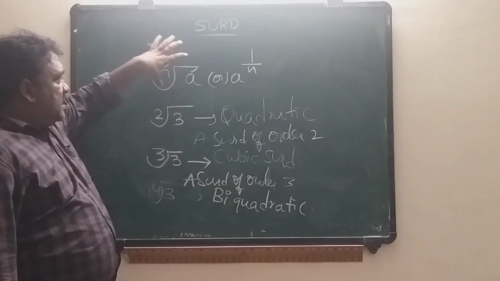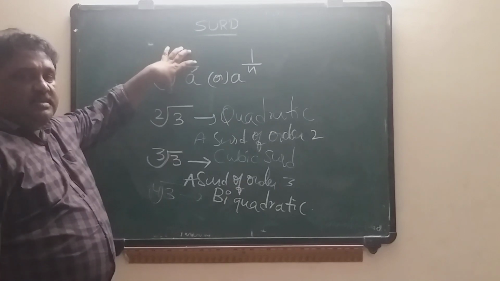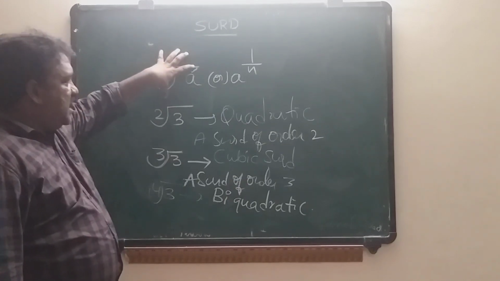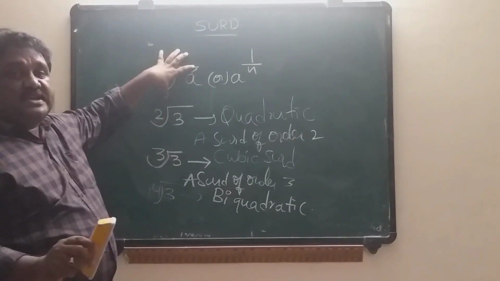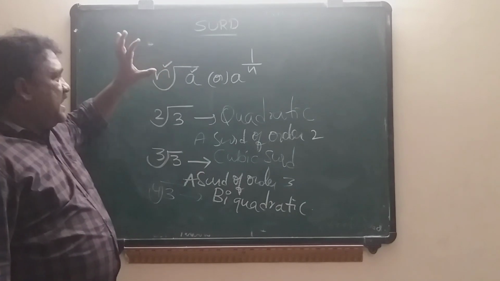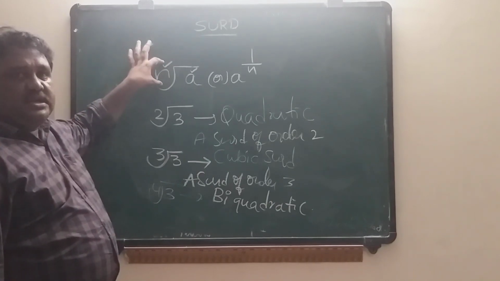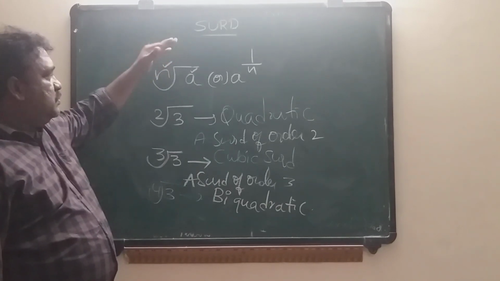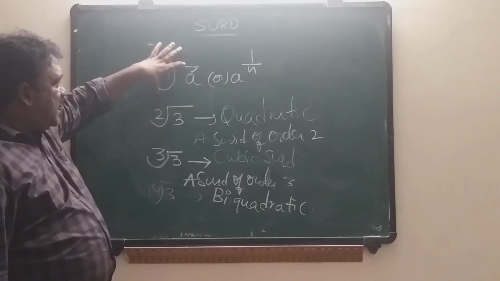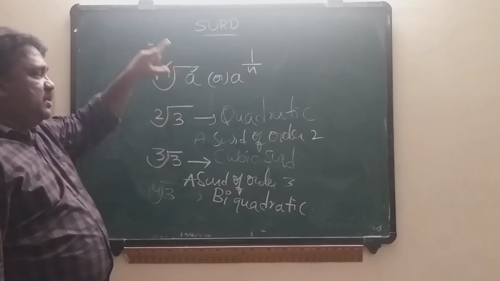So the general form of surd is nth root A. This is the main one. You have to know the general form of surd. Nth root A is known as the general form of surd. Here n plays an important role. N is known as the degree of the surd. N starts from 2. A is known as the radicand. Nth root is known as the radical sign. Totally it is known as a radical.